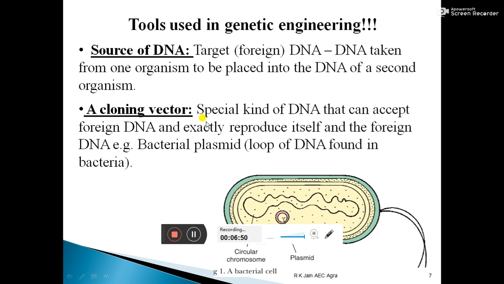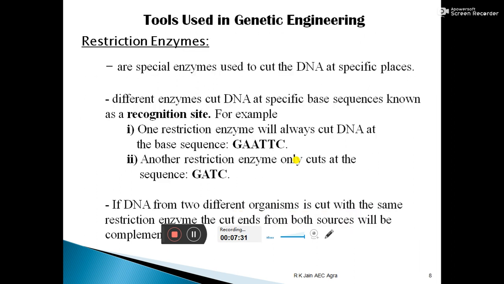Another factor is the vector. There are many vectors being used. Vectors are DNA molecules which carry the DNA from one source to the host. Vectors are a special kind of DNA that can accept foreign DNA and reproduce itself along with the foreign DNA. For example, the bacterial plasmid pBR322, a loop of DNA found in bacteria. Plasmids are extrachromosomal DNA found in bacteria.